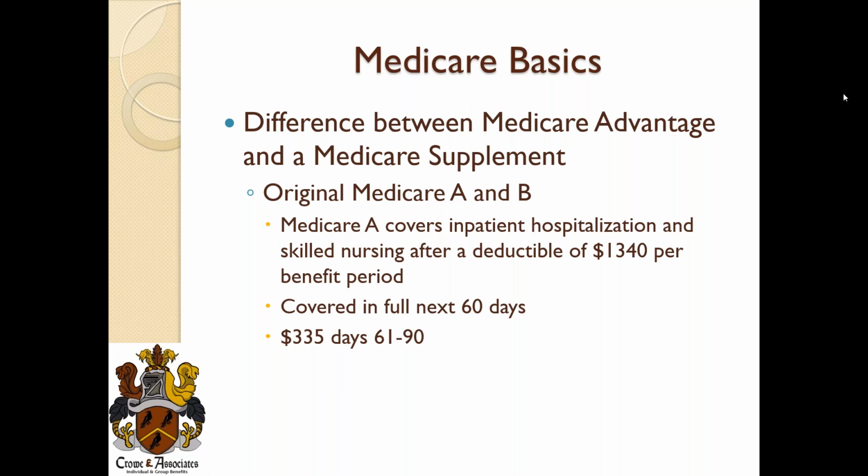When you go in the hospital, inpatient, you pay a deductible of $1,340, and these are 2018 cost share levels. That deductible is reset every benefit period. So if you go in the hospital, come out, and you're out for at least 60 days, and then go back in, that's a new benefit period, so you'd pay an additional $1,340 again. After you pay the $1,340, for days 1 through 60, you're covered in full. If you're then in the hospital for days 61 through 90, you pay a daily copay at that point.